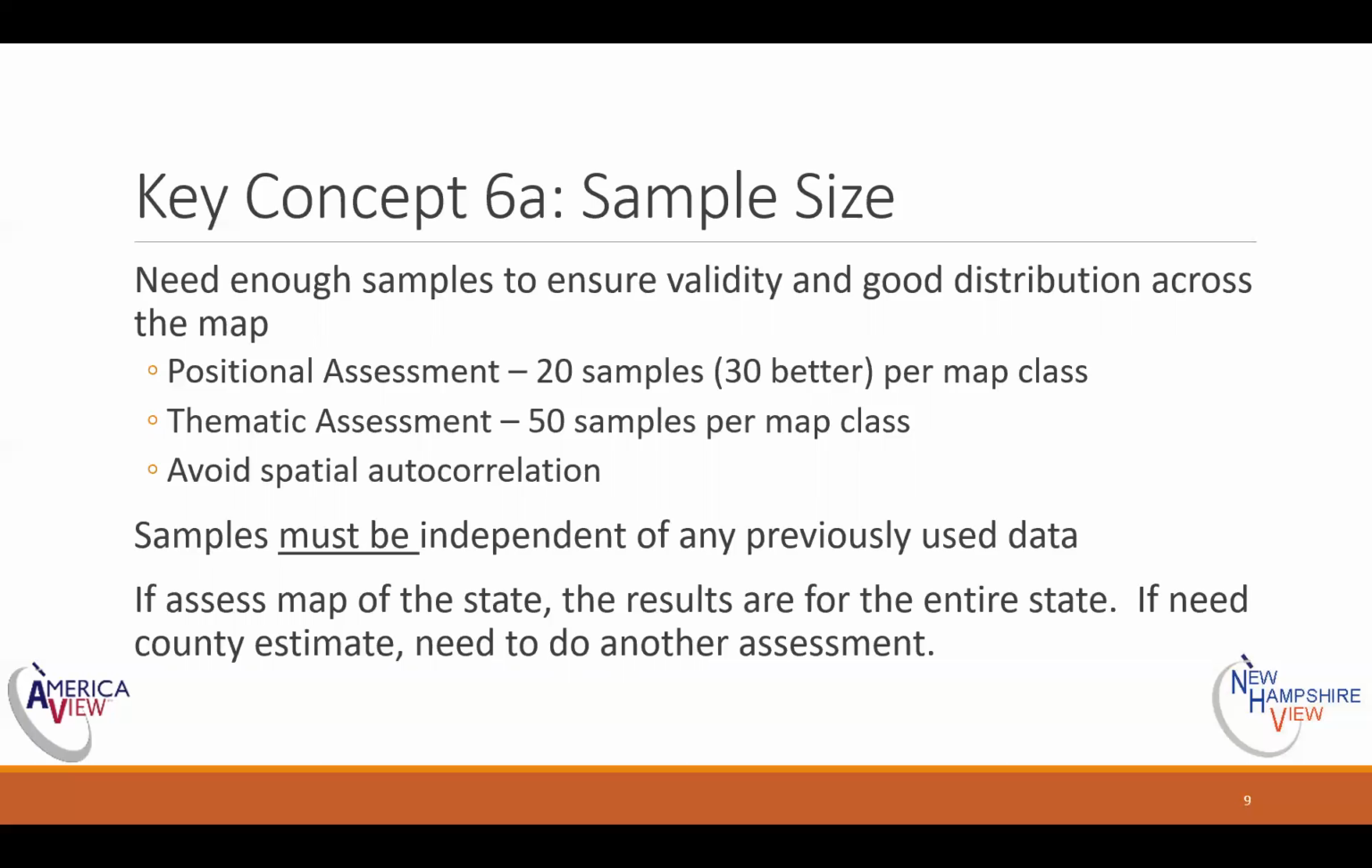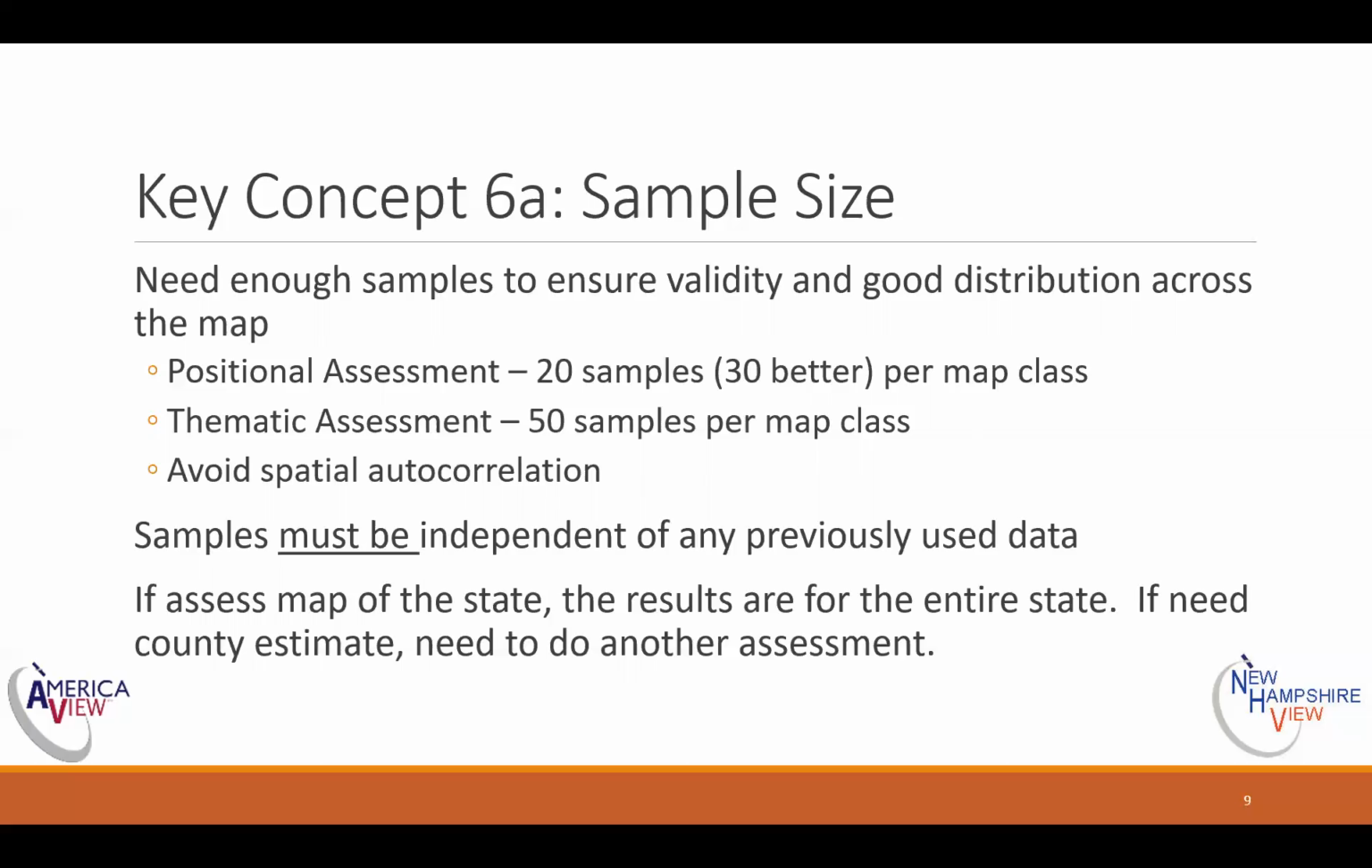Okay? Very, very important that you understand that the samples that you take for your accuracy assessment must be independent of any previous data that you used to either register the map to the ground for positional accuracy assessment, or that you used for training data to classify the map using some kind of algorithm or for your photo interpretation. Okay, so you have to have an independent data set, otherwise it's cheating.